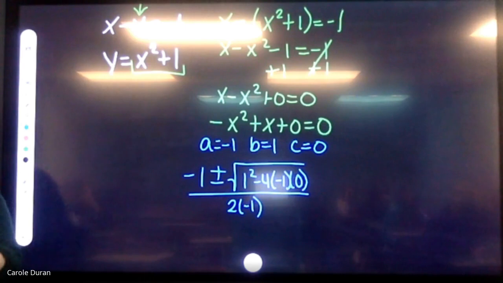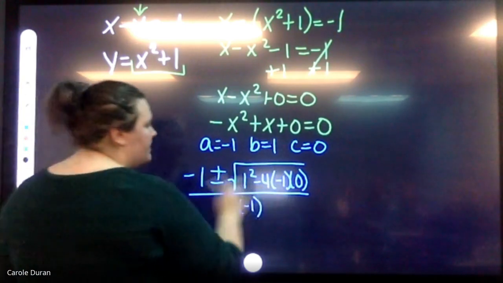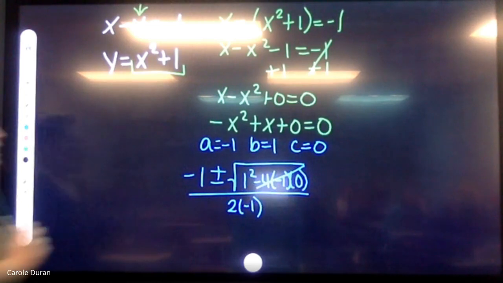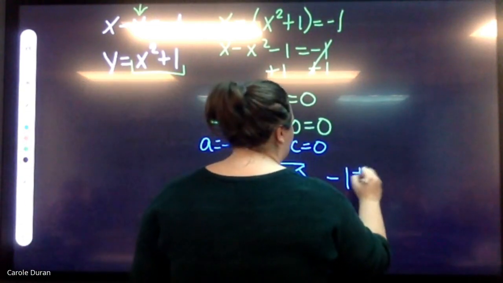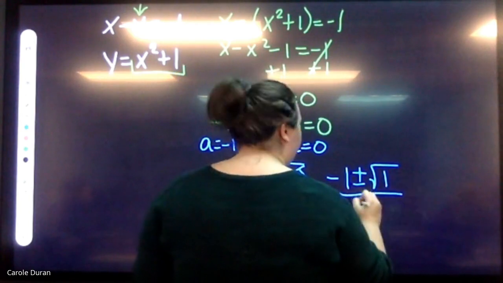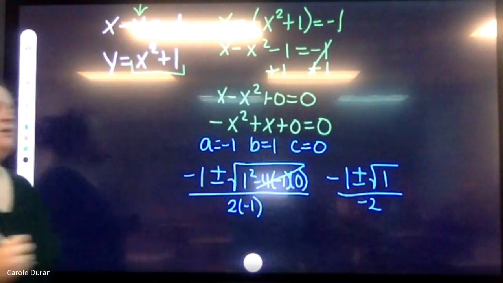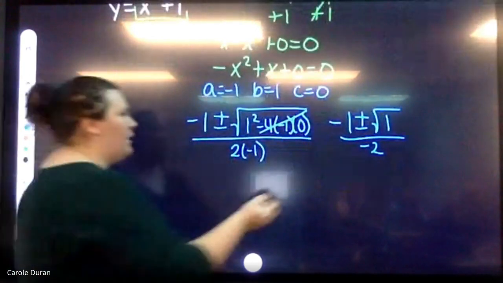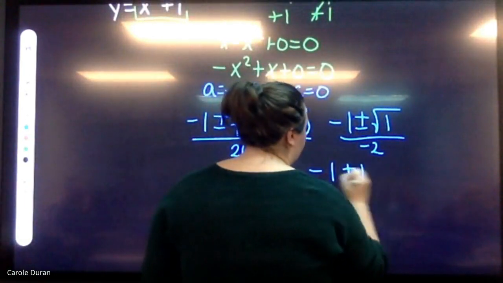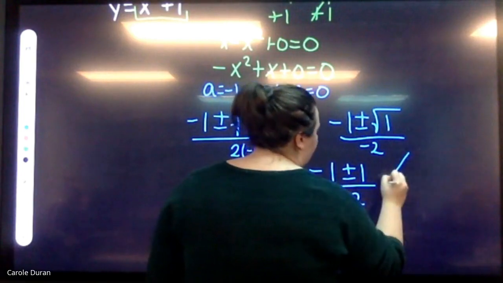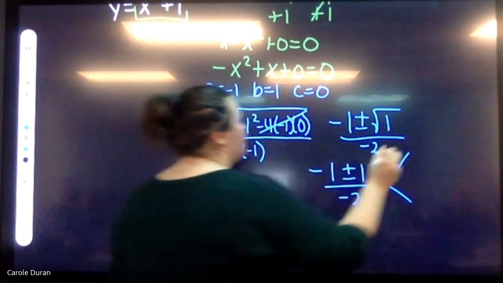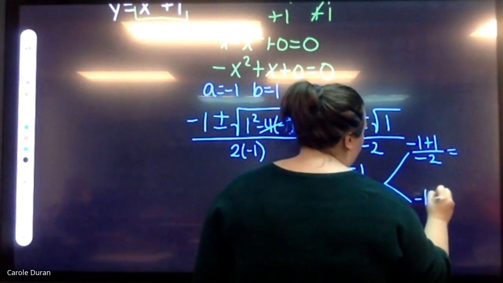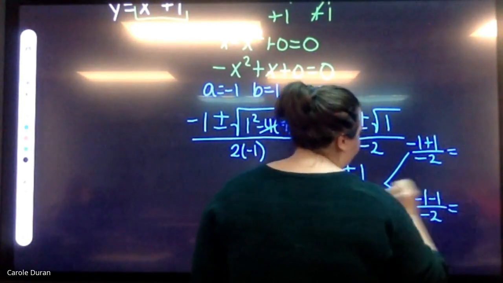I want to simplify this. The first thing I notice is that negative 4 times negative 1 times 0 is just 0, so that's going to disappear. I'm going to be left with negative 1 plus or minus the square root of 1 over negative 2. What's the square root of 1? One. So that just becomes -1 plus or minus 1 over -2, and I can split it into 2 problems. First one is -1 plus 1 over -2, and then -1 minus 1 over -2.